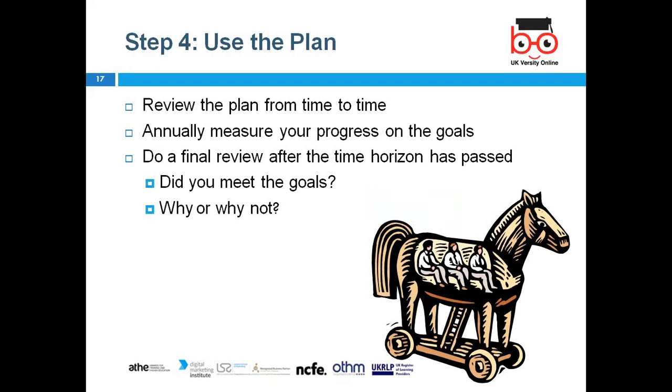Use the plan and review the plan from time to time. So we need regular monthly, quarterly and yearly reviews, because strategy is a long-term plan, what we really want in 3 to 5 years' time. Do a final review after that time. We need to look at whether we met the goal.